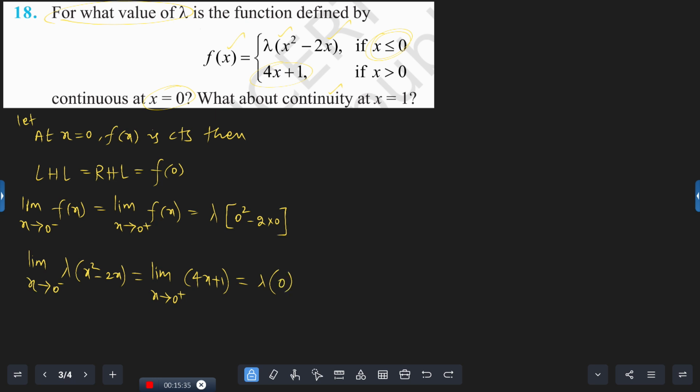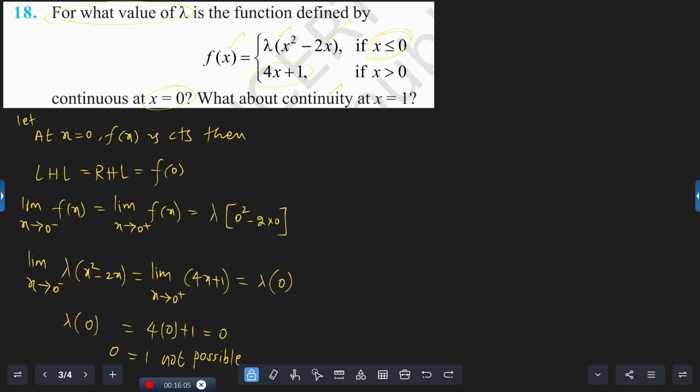Lambda is not coming then. Here also when you apply 0, 4 into 0 plus 1, which is equal to 1. 0 into anything is 0. Here also 0. 4 into 0 is 0 and plus 1. So 0 equal to 1 is not possible. Then we cannot find a lambda value here. No value of lambda makes the function continuous.